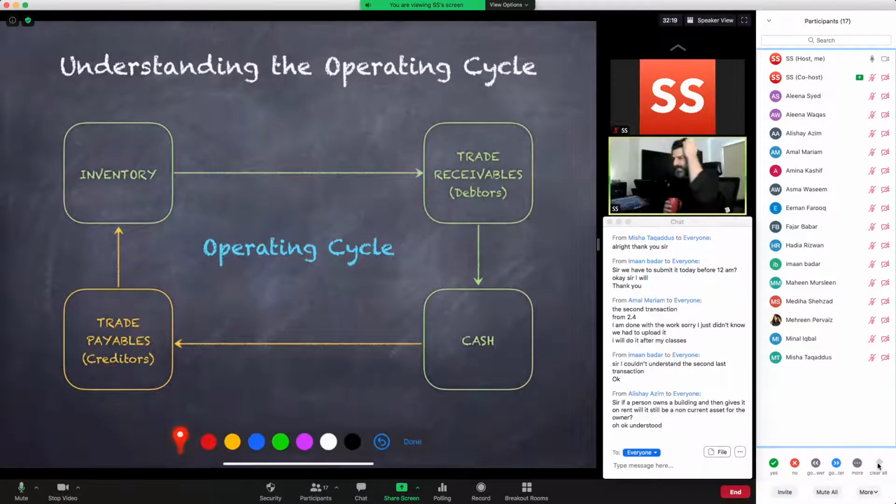So do we understand the operating cycle? This entire cycle is what we call the operating cycle. So give me a feedback here. If we understood the connection between inventory, suppliers, debtors, and cash, they are all connected.